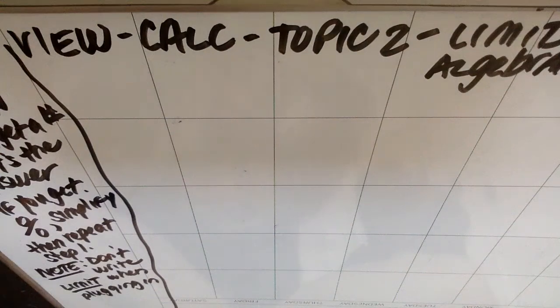This is the View Calculus class. We're doing topic 2, which is limits algebraically. All right, so before we jump into this, let's talk a little bit about some basic steps here.